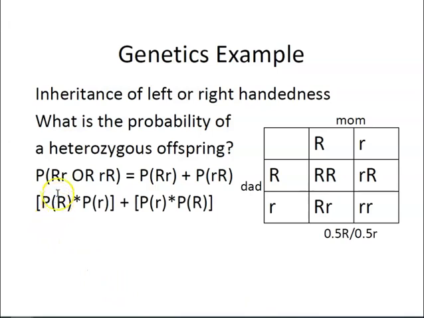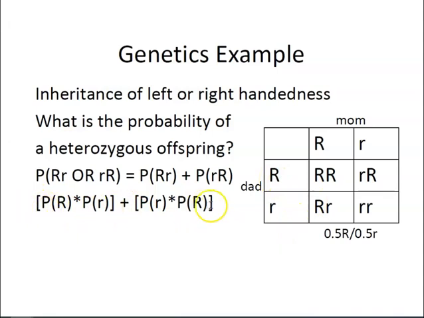We're going to get the probability of big R, little r by multiplying the probability of getting a big R from mom, which is 0.5, times the probability of getting a little r from dad, which is also 0.5, and we're going to calculate the probability of getting a little r, big R the same way. So when we want to get a particular allele in combination with another particular allele, we're going to multiply the probabilities of each of those alleles and where they're coming from.